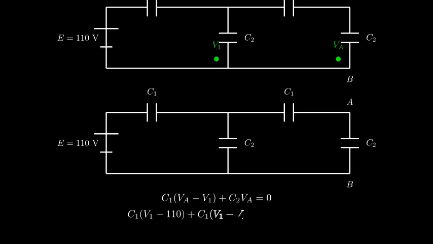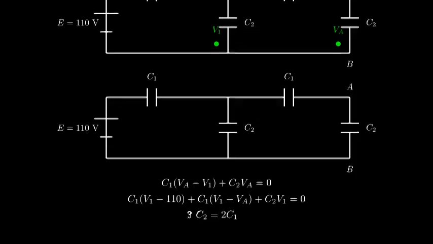At node V1, we have three capacitors connected. The charge on the left C1 is C1 times (V1 minus 110). The charge on the right C1 is C1 times (V1 minus VA). And the charge on C2 is C2 times V1. Adding them and setting the sum to 0 gives the second equation.